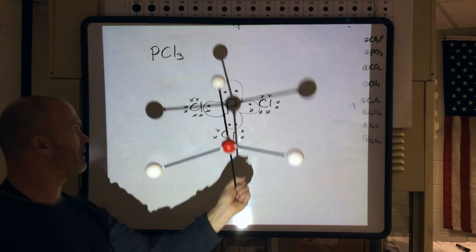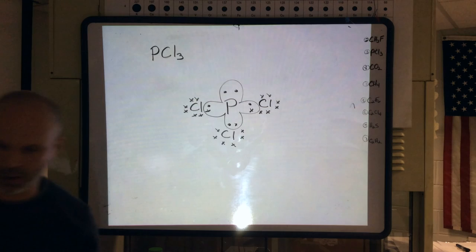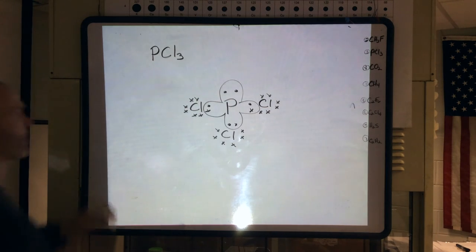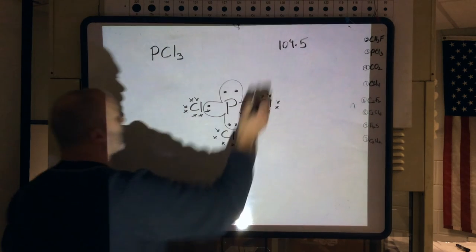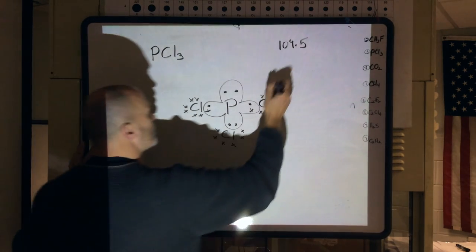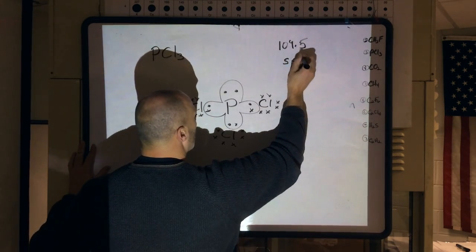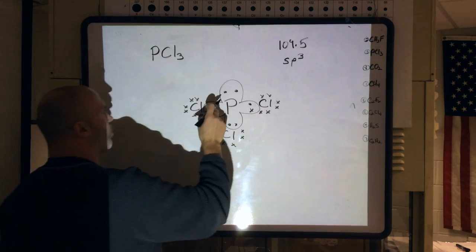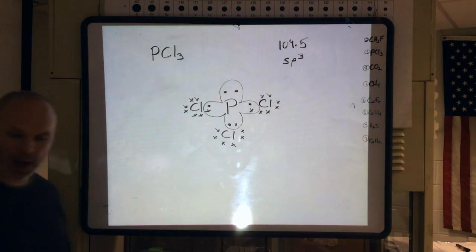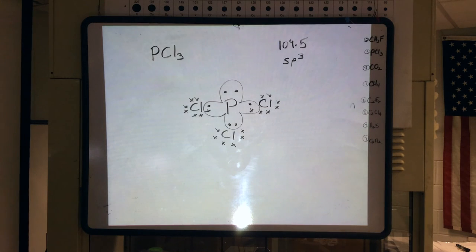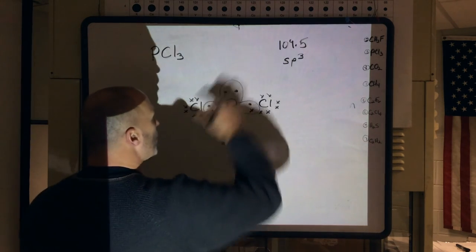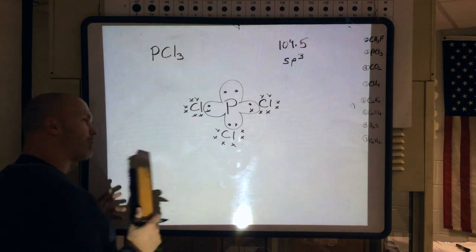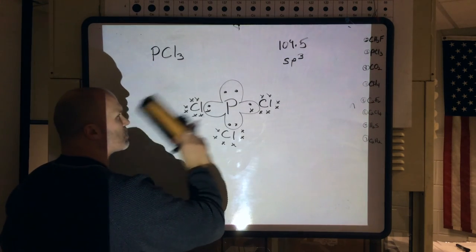So we've got this scenario again. If it's tetrahedral, we know the bond angle is 109.5. We know the bonds are the same, and the hybridization, you guessed it, is sp3. How do I know? Because that there is what? 1, 2, 3, 4. So we're counting bonding and non-bonding pairs around the central atom.